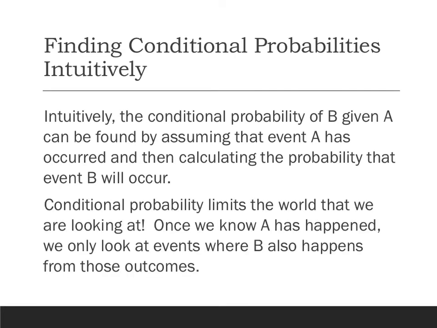So we're calculating that probability, knowing that A has already occurred. One thing you can think of is that conditional probability limits the world that we're looking at. Once we know A has happened, we're only really looking at events where B also happens for those outcomes. So if I want to know the probability of drawing a heart given I know I drew a red card in a standard deck, well, if I know I have a red card, then I only have 26 cards that I'm looking at now. So what's the probability of getting a heart given it's a red card? That would be 13 out of 26, or 1/2. Instead of the probability of getting a heart, which is 1 out of 4. So there's our difference.